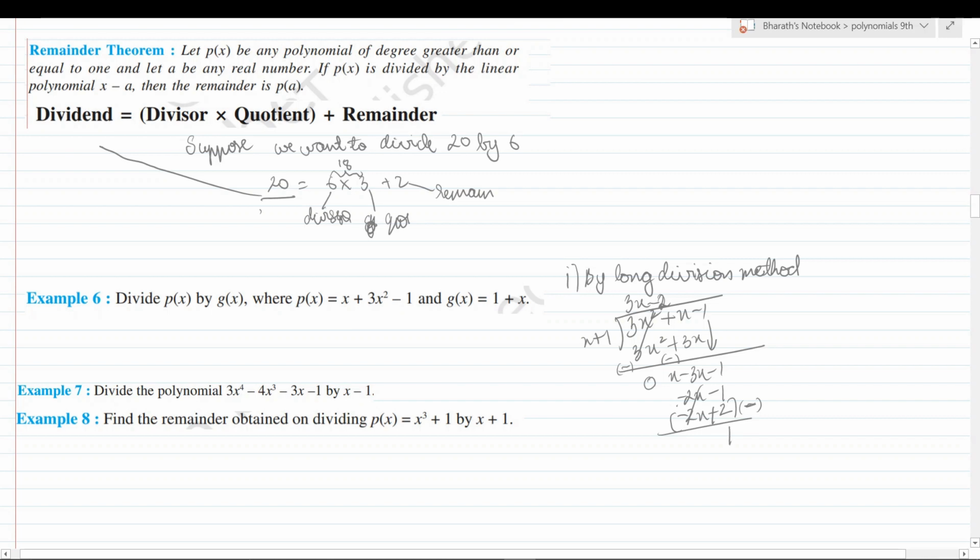So you can show this as p of x is equal to g of x into 3x minus 2, which is our quotient, plus the remainder 1. This is our remainder.